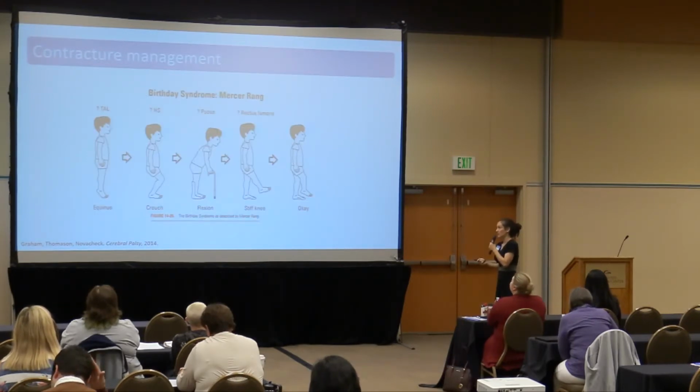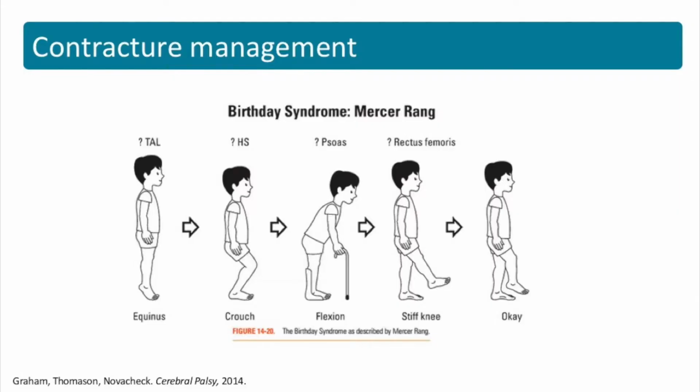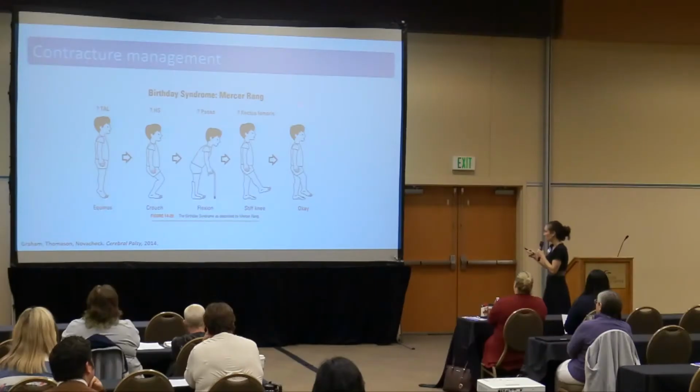So this is how orthopedic surgeons used to manage contractures in kids with CP. Mercer Rang is an orthopedic surgeon who coined the term birthday syndrome. What they used to do is basically a surgery every single year to improve a child's gait. A child is walking in equinus, so they do a tendo Achilles lengthening, and oh boy, their hamstrings were tight, so let's lengthen the hamstrings. Oh, their hip flexors were tight, let's lengthen the hip flexors. Oh, their rectus femoris is firing out of phase, so they can't bend their knee during gait. Let's do a rectus femoris transfer. And then finally, this poor child is able to walk better.